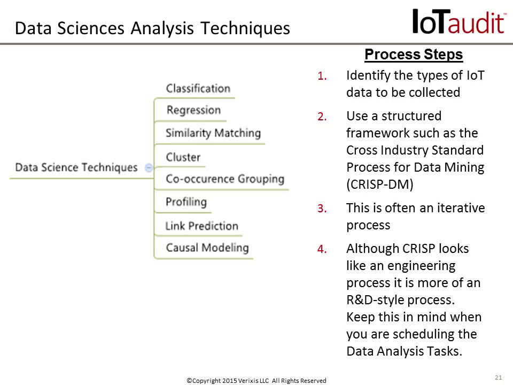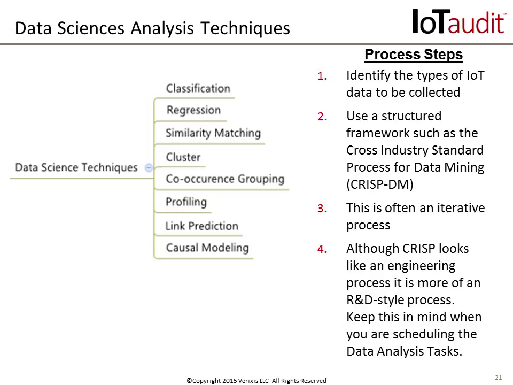So the first thing you do is identify the types of IoT data to be collected. Then you're going to use a structured framework, such as the CRISP process, to be able to have a structured analysis of how you're going to use the data. And again, this is often an iterative process. You're going to try some things, find it works or doesn't work, and then move on. Because while it looks like an engineering process, it's really more of an R&D style process. So you need to keep this in mind when you're scheduling your data analysis tasks in your IoT implementation plan.